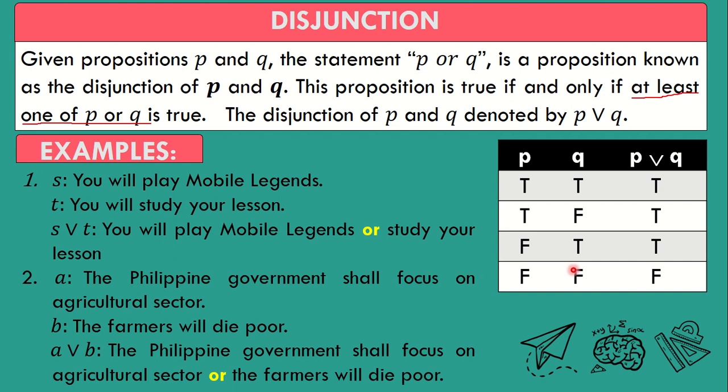And again, the same as the conjunction, it could have three or more simple propositions, and the same rule applies for the truth value.